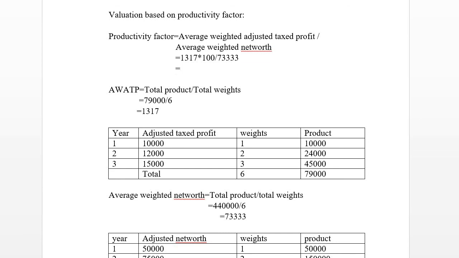When we make it, we will get the answer as 1.79 percentage. This is how we are going to calculate the productivity factor exactly. Therefore, the earning capacity of the company appears to be 1.79%. Thank you. So that we shall see you in the next methods of valuation of share.